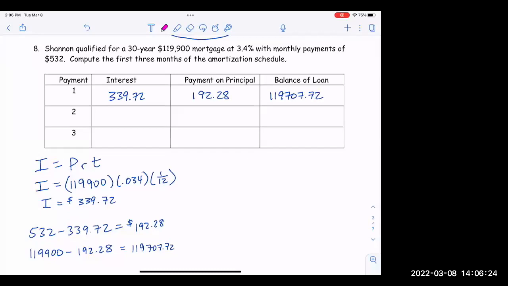All right, so then we're just going to repeat this process for each row of this table. Moving on to the next one, if I want to find the interest there, I'm going to do the same thing. I'm going to use this simple interest formula. But now my principal is the new balance, right? So this is going to be the $119,707.72. And then I'm still going to multiply that by 0.034. And this is still just for 1 month, the second month. So this would be 1/12 of a year.